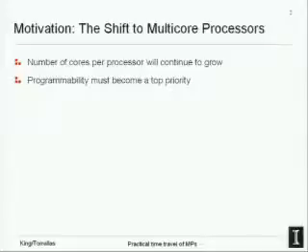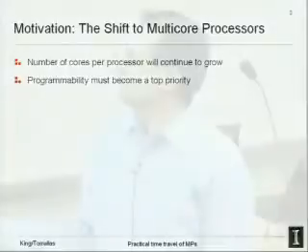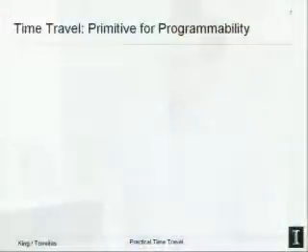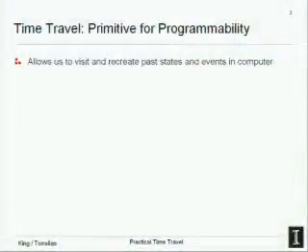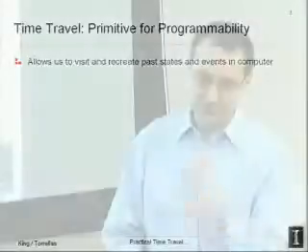So the motivation, of course, is that we're moving to multiprocessors. The number of cores per processor will continue to grow, and the major issue is programmability. Programmability should become a top priority, arguably as important as high performance or power efficiency. And what we are doing is trying to figure out good primitives that can help programmability. One such primitive is time travel. What is time travel? Time travel is the ability to visit and recreate past states and events in the computer.